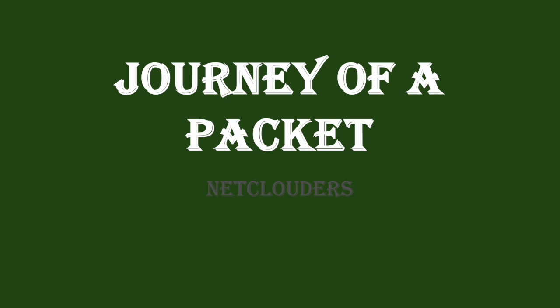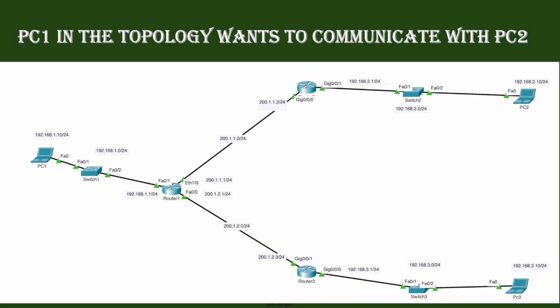What does a journey of a packet mean? So let's take an example here. Let's say a PC here, which is PC1, having an IP address 192.168.1.10/24. That means it's in a network 192.168.1.0/24. That PC called PC1 wants to communicate with a PC which is PC2, and PC2 is having an IP address 192.168.2.10/24. And if you have already gone through the subnetting video that we have put in the channel, you know how subnetting works.